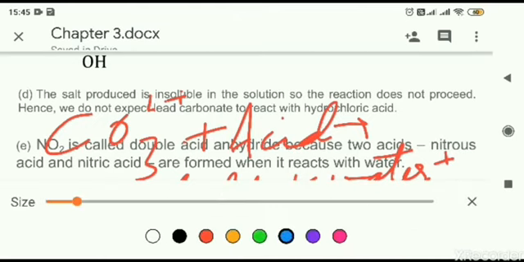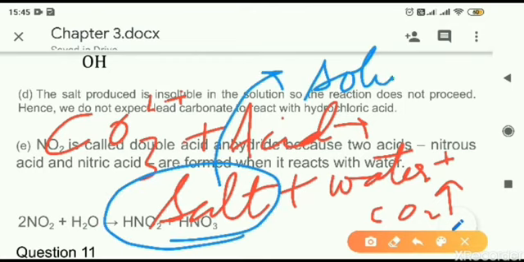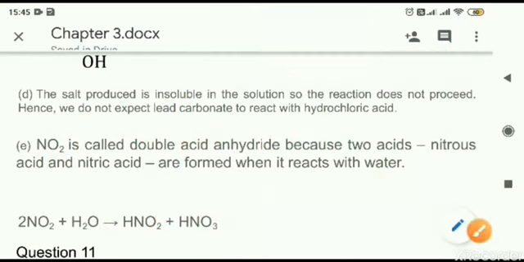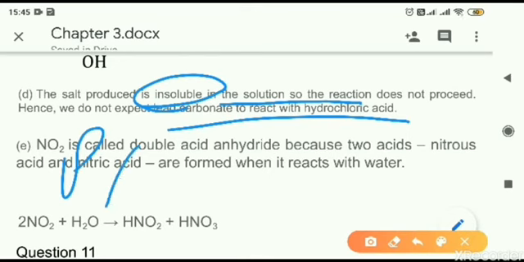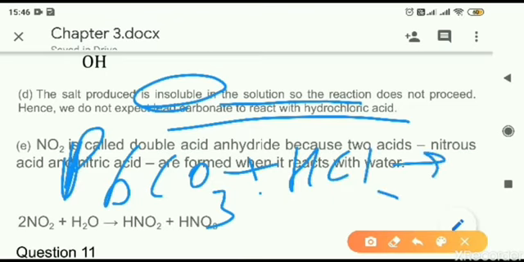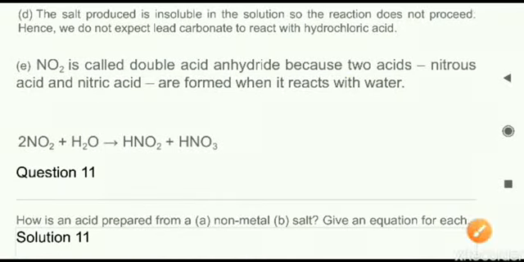But there is a condition in this reaction. This reaction will proceed only if the salt is soluble, soluble in the solution where the reaction is going on. In the case of lead carbonate, the reaction is not proceeding because the salt that is produced is insoluble in the solution, and therefore the reaction will stop. PbCO3, lead carbonate, will not react further with HCl because the salt forming there is insoluble.